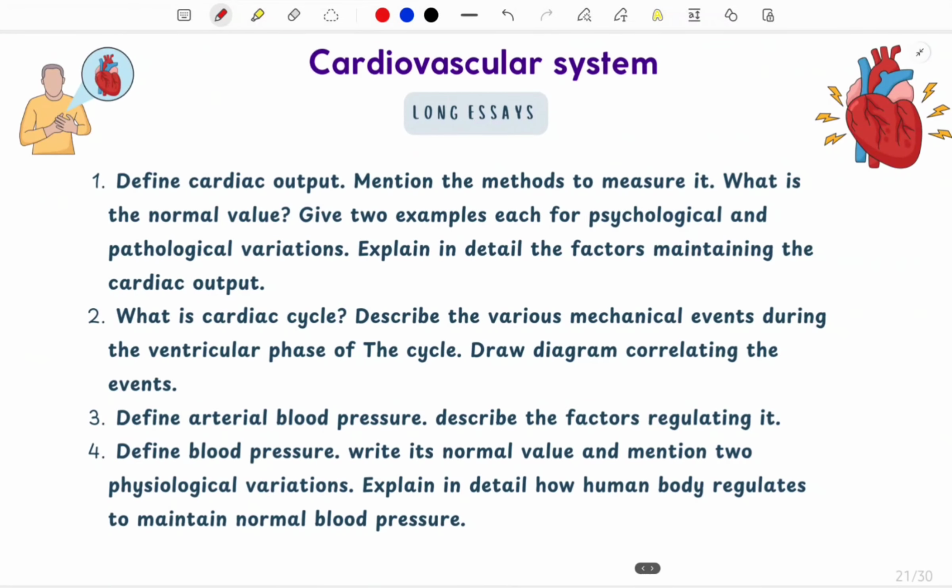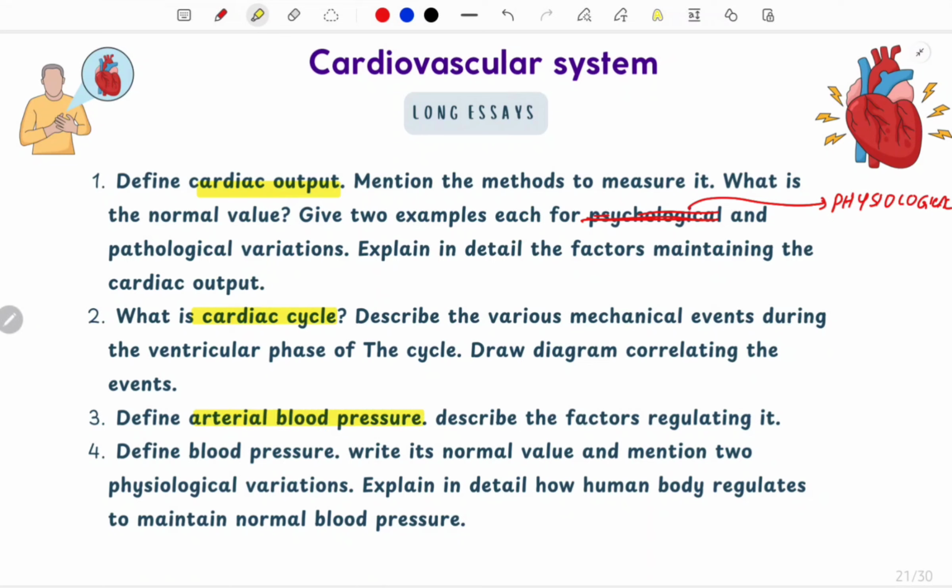Moving on to the cardiovascular system, you are asked here to define the cardiac output, mention the methods to measure it, and what is the normal value. Give 2 examples each for physiological. Explain in detail about the factors maintaining the cardiac output. The next question is about the cardiac cycle. Describe the various mechanical events during the ventricular phase of the cycle and draw a diagram correlating the events.